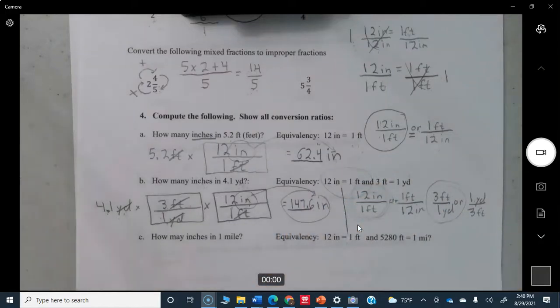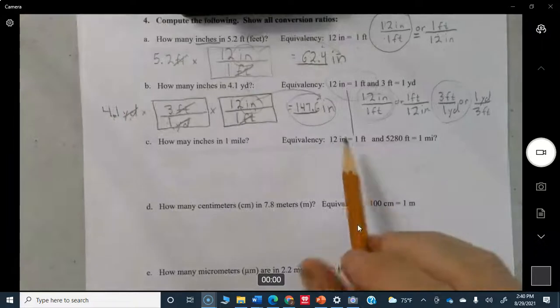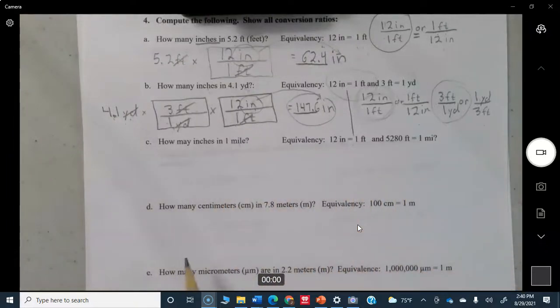Okay. I'm going to leave C for you to do. That is, again, 2 conversions. You need to get from inches to miles. You have a conversion from inches to feet and from feet to miles. So you're going to do that one exactly the same way, but first write out all of your possible conversion ratios or conversion factors, and then go ahead and set up your equation.